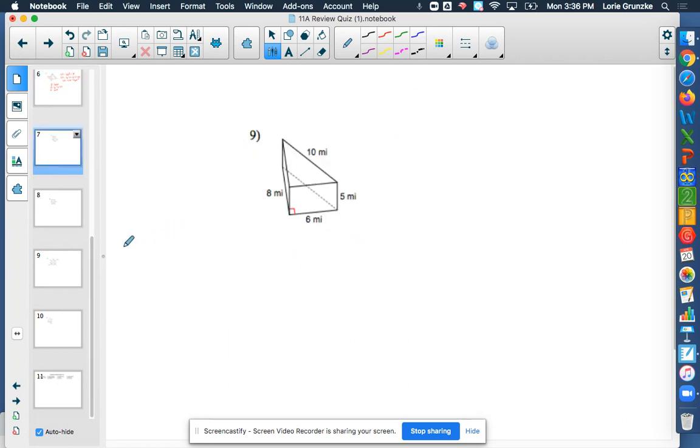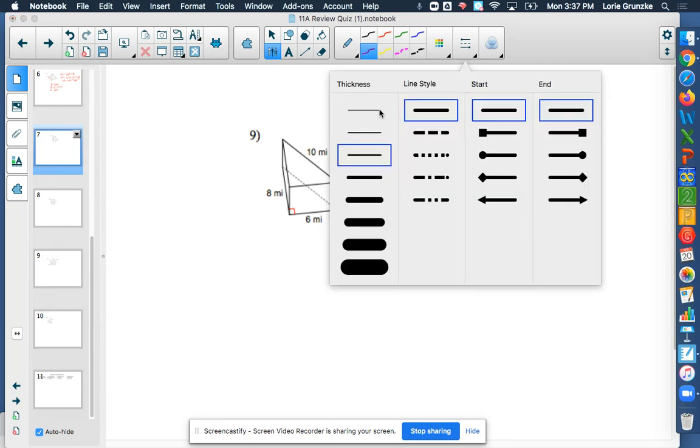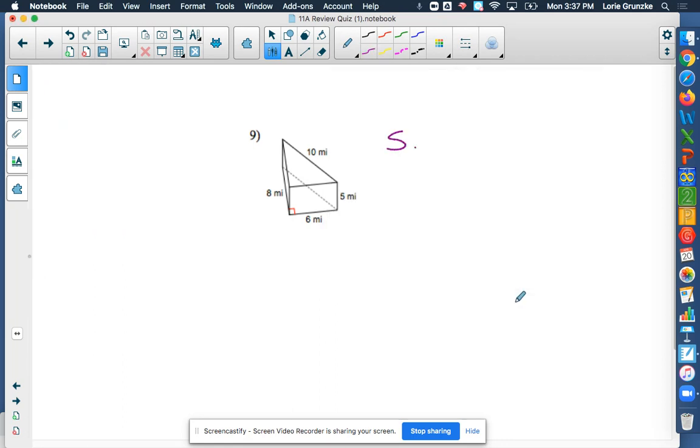Okay, another prism. Surface area of a prism, again from your formula sheet. That should be surface area equals pH plus 2B. This time we have 2 bases. So you got to find the base, non-rectangle. See this triangle here? That's your base. So the perimeter, that would be 8 plus 6 plus 10, you'd get 24.